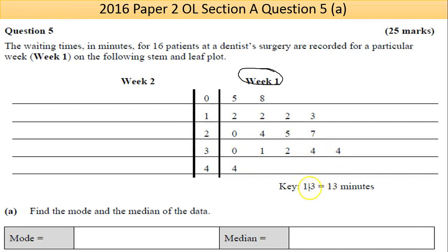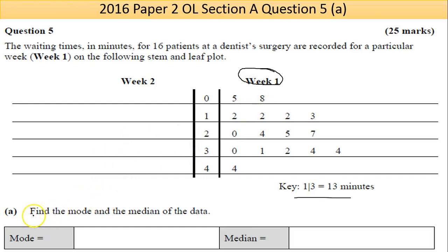Now you have a key down here: 0.5 is 5 minutes, 0.8 is 8 minutes, 1.2 is 12 minutes, and that's what the key is saying. So you should be familiar with stem and leaf plots. If you're not, it's time to go look them up in the textbook. We'll come across it every now and again in the exam questions. I've seen it asked like 2 times in the last 3 years.